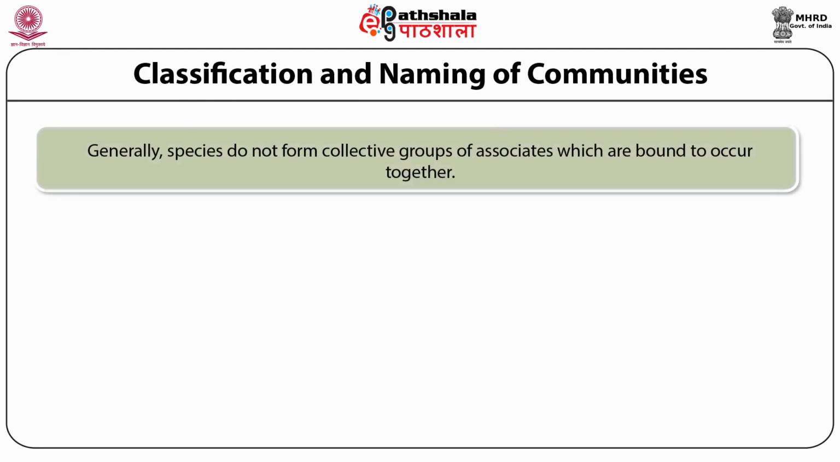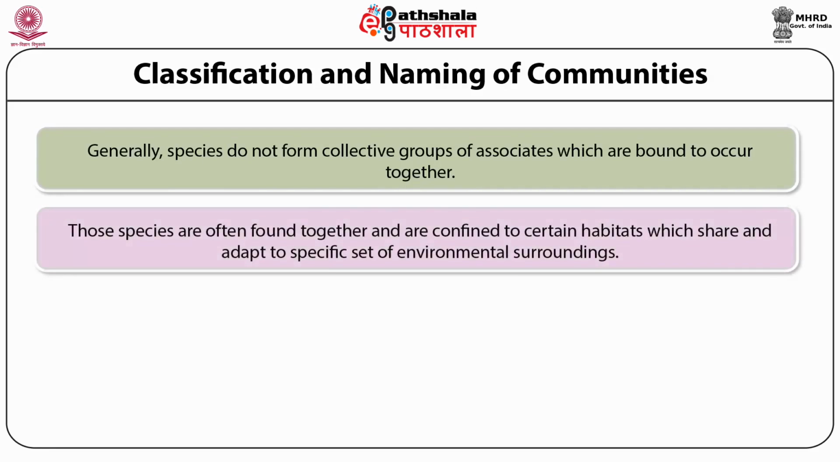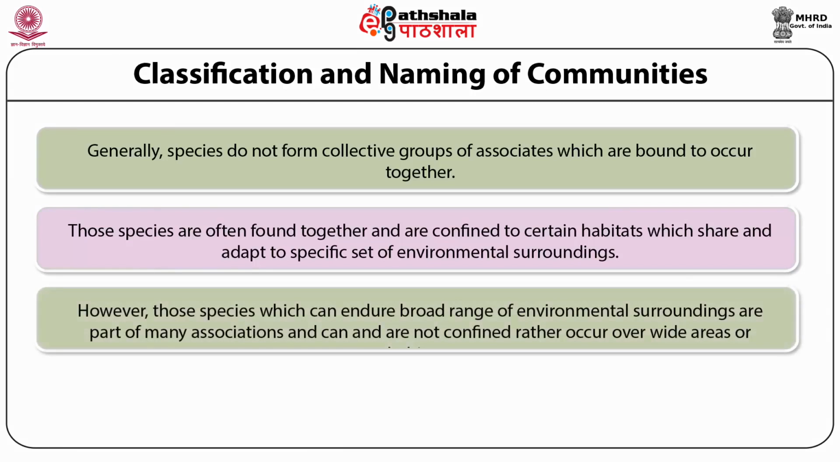Generally, species do not form collective groups of associates which are bound to occur together. Those species are often found together and are confined to certain habitats which are shared and adapted to a specific set of environmental surroundings. However, those species which can endure a broad range of environmental surroundings are part of many associations and are not confined, but rather occur over wide areas or habitats.